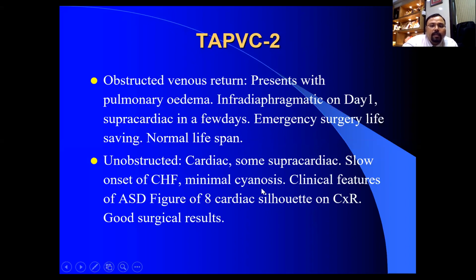Unobstructed, like some supracardiac and cardiac, we can wait for 2 to 3 months, and we can start simple diuretics like syrup Furoped or sometimes Aldactone, and we can wait for 2 to 3 months if the baby's weight is not good. If obstructed, then we'll have to send for early surgery.